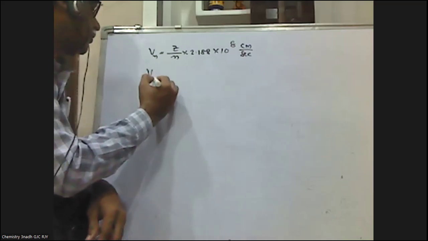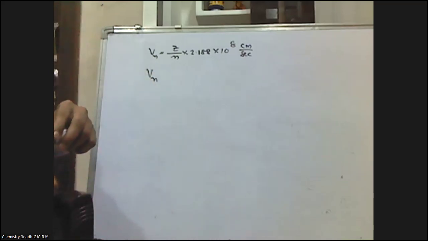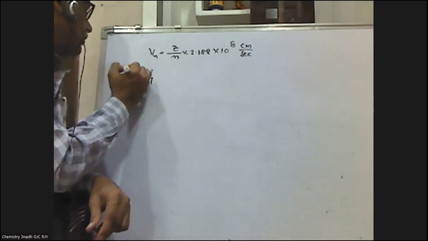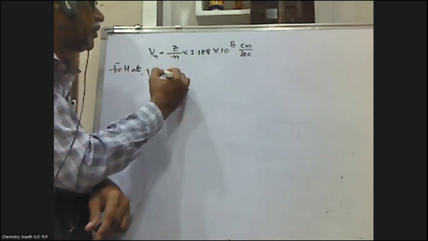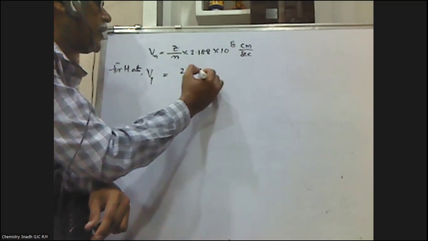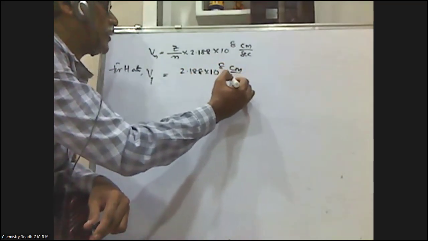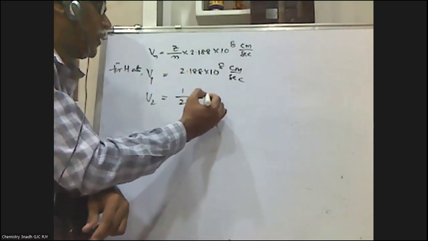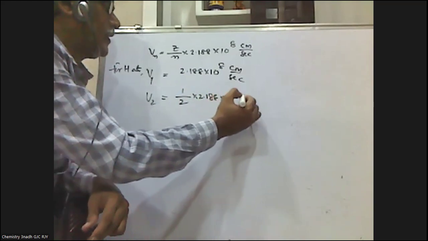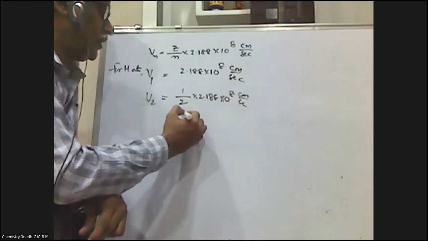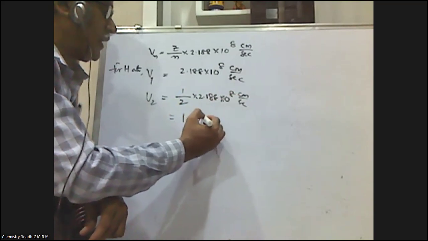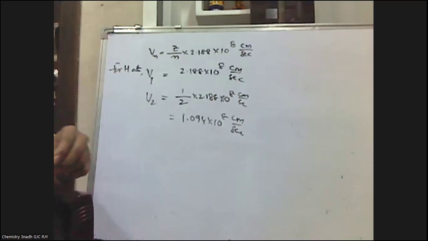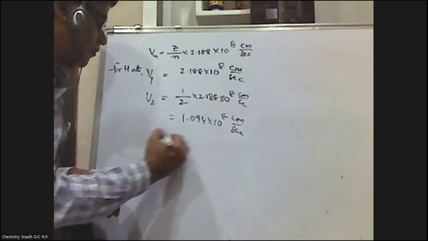So Vn is equal to. For example, for the hydrogen atom, if n is equal to 1, then V1 is equal to 2.188 into 10 to the power of 8 centimeters per second. For V2, it is 1 by 2 into 2.188 into 10 to the power of 8 centimeters per second. If we solve, we get 1.094 into 10 to the power of 8 centimeters per second. Similarly, for V3, it is 1 by 3.